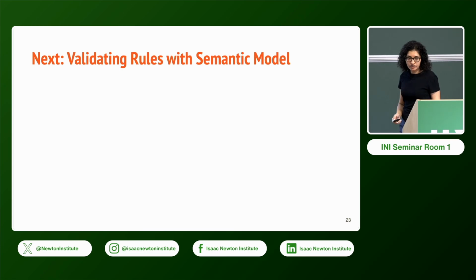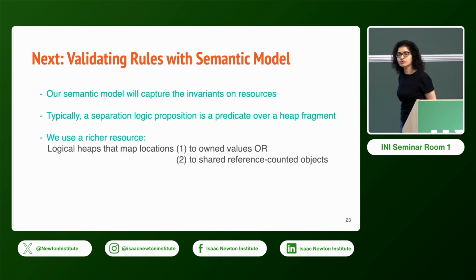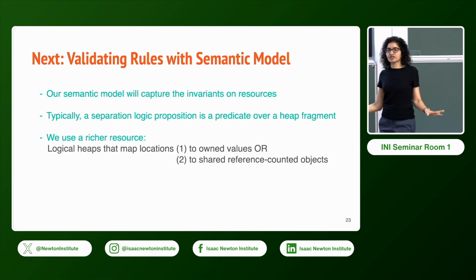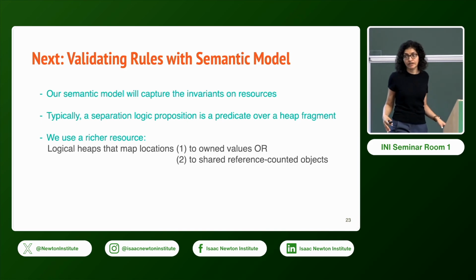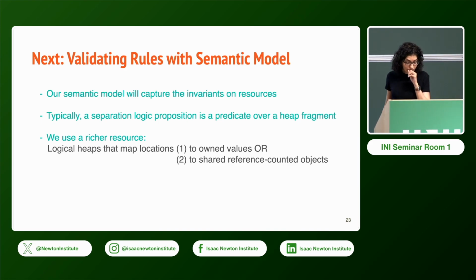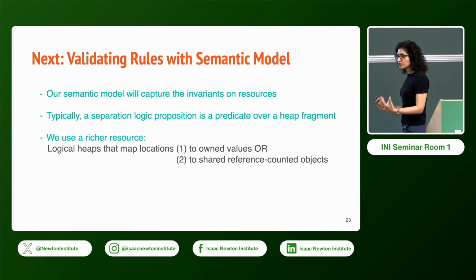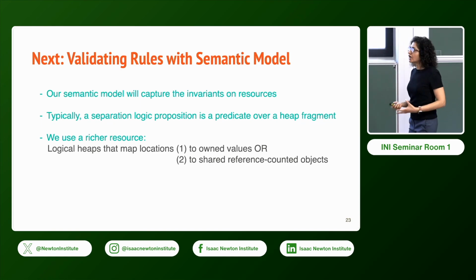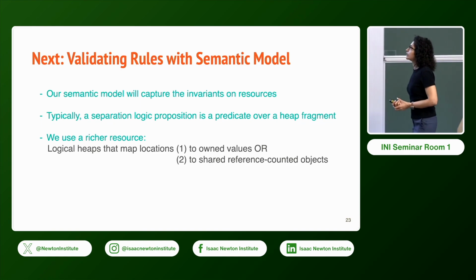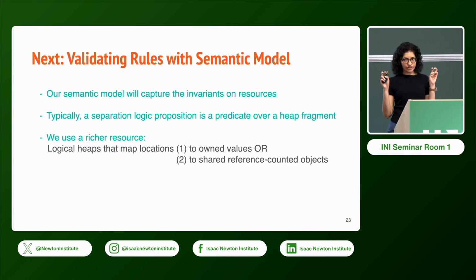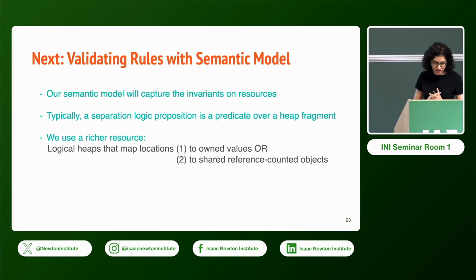The next thing I want to talk about is how do we validate these rules with the semantic model, right? So far I just showed you a bunch of separation logic rules for reasoning about the code and its behavior. So now I'm going to show you the actual realizability model part. So we'll have a semantic model that captures invariants on resources. I'm using that word generally for just a moment.